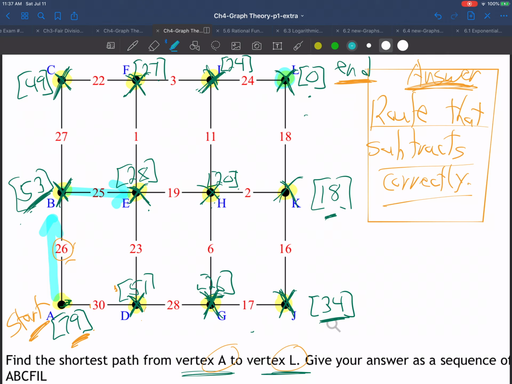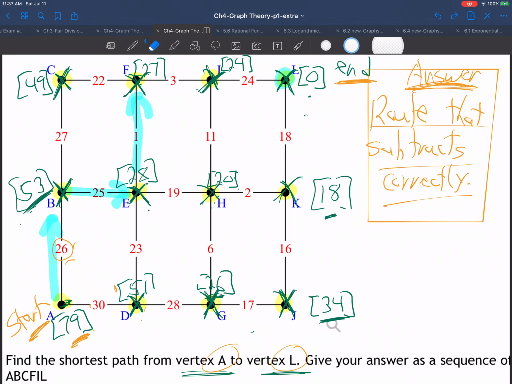Now, which way from here? Do I go this way or that way? Well, 28, try the subtraction, right? The route that subtracts correctly. 28 minus 19 would be 9. Nope, H is not 9. That's not it. 28 minus 1 is 27. Yep, 27. That's the right route. Okay, so let's get rid of this calculation then. There. So we're going that way.